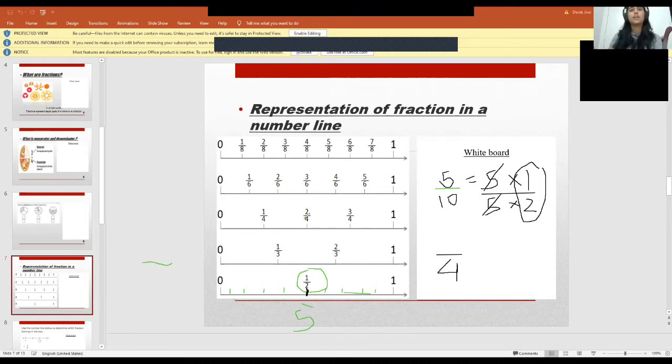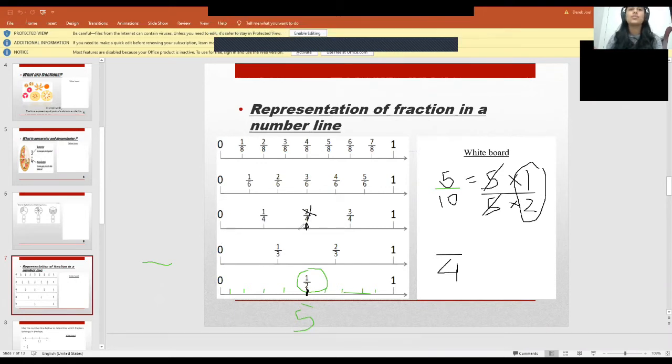Now, I want to find the fraction form here. Don't look at this. I'll tell you how you get that, which is cool. Okay, so now I want to find that position. How can I represent it as a fraction?